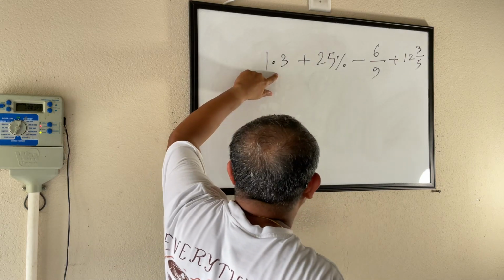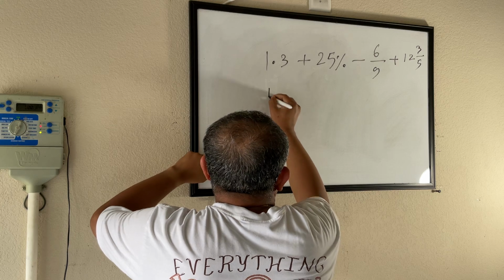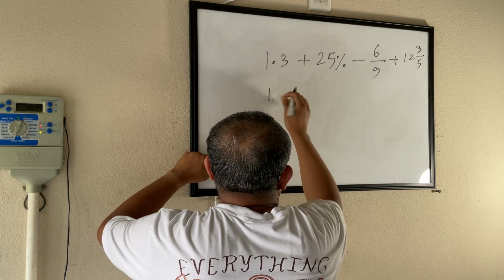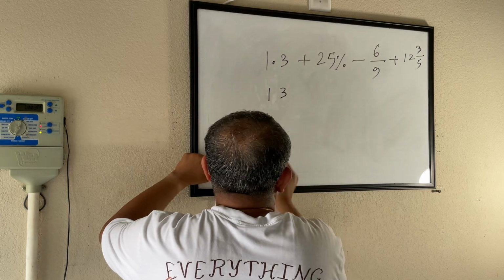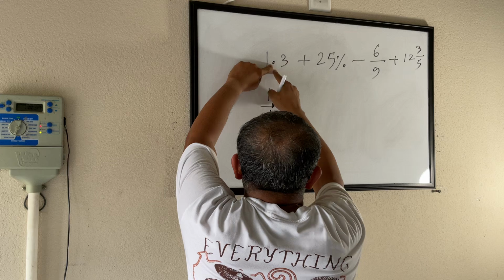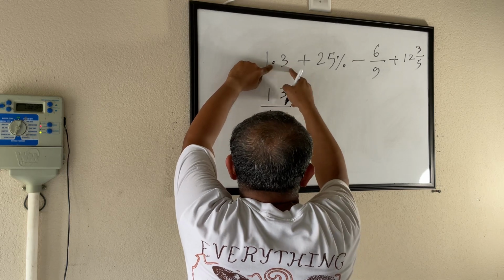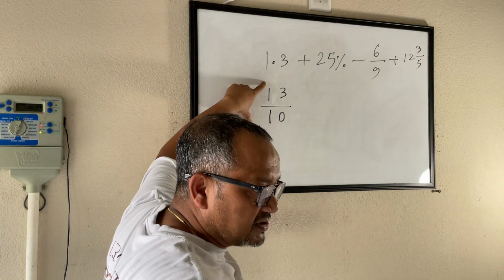I'll convert this to a fraction first, and if you guys remember 1.3, if I convert this to fraction, first thing I will do is ignore the decimal, and then I will write 1 for the decimal and count how many digits I have after the decimal. I have 1 digit, so 1 0. Done. This became a fraction.